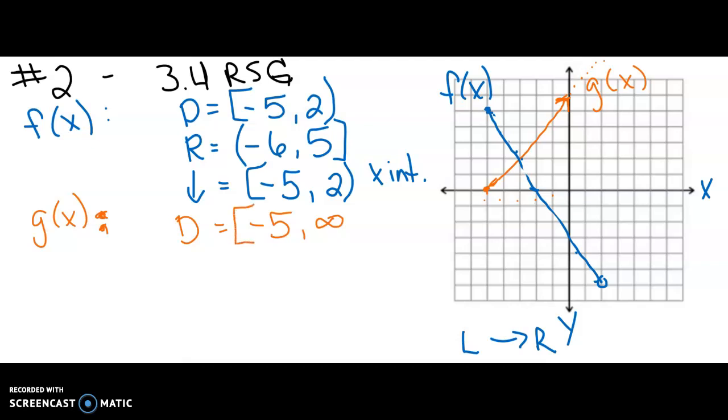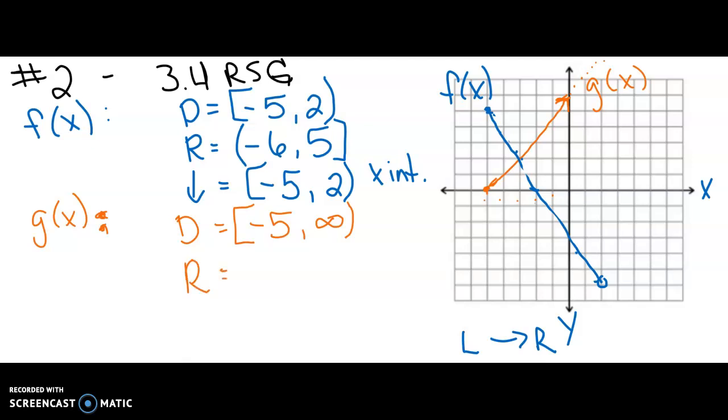On -5, I'm going to use a closed bracket because it's a closed dot. And on infinity, I'm going to use an open bracket because we always use an open bracket on infinity. You never actually reach there, so it can't ever actually hit that point. It just gets close. Infinity's kind of weird to think about.